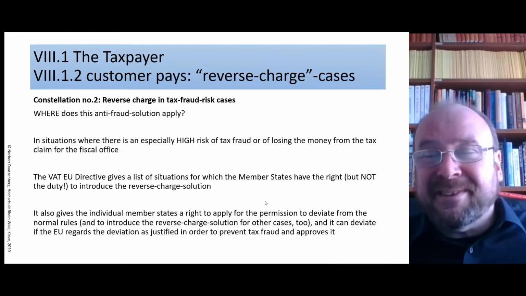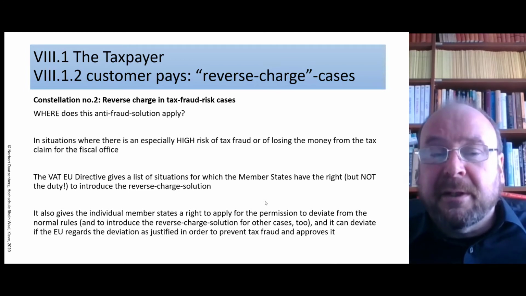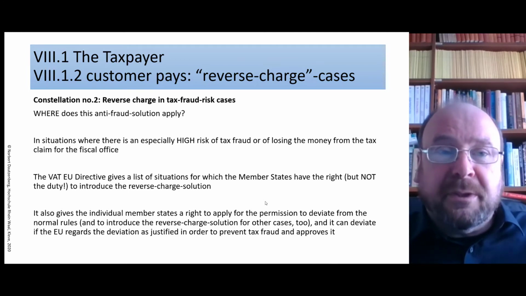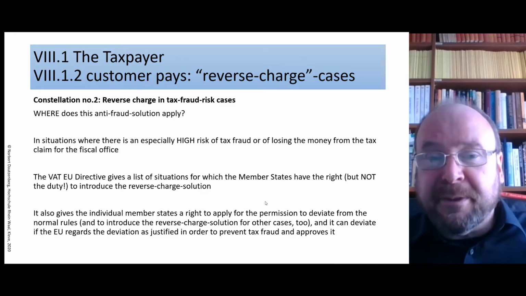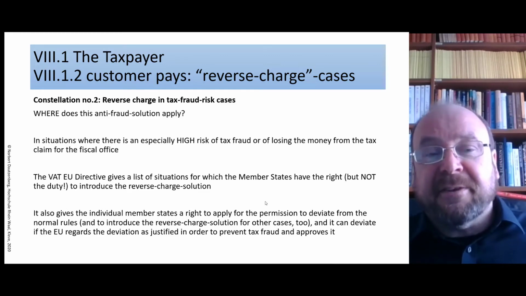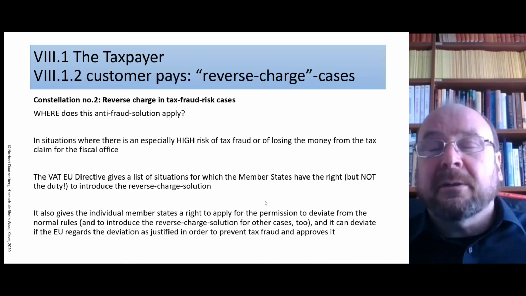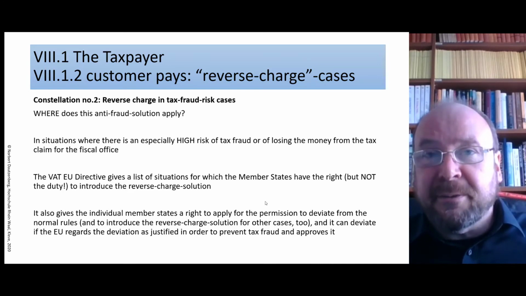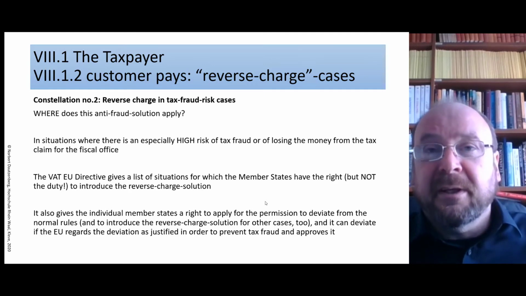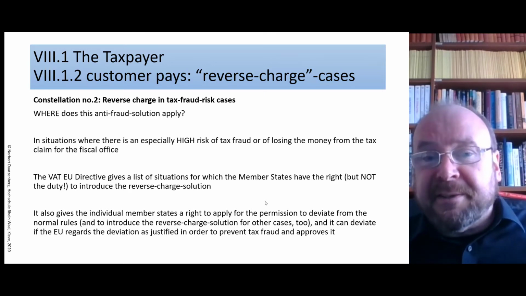In that case, you see again what that means for legal certainty. You get the information if you are the taxpayer or not, if such an inland case is a reverse charge case, naturally, in your own VAT legislation. So in Germany, in paragraph 13b UStG.